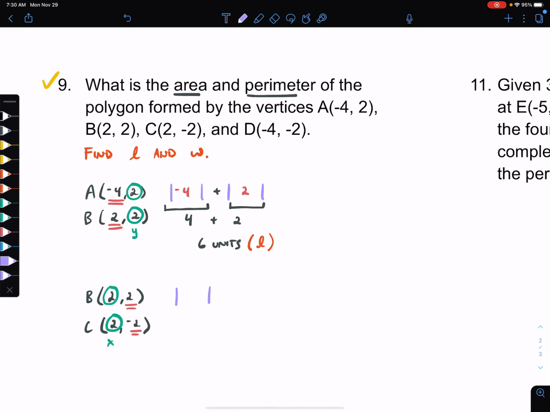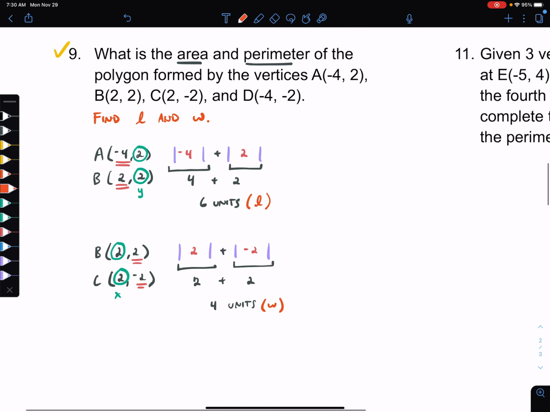So let's go ahead and see if we can write that. We're going to add again here since they're in different quadrants. So the absolute value of 2, absolute value of -2. This is going to be 2 units, and this is going to also be 2 units. So 2 plus 2 is going to be 4 units. And that right there will be the width of this rectangle.